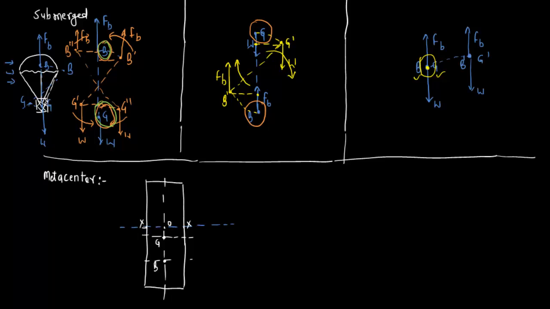From the center of gravity, the weight of the body is acting, and from the center of buoyancy, the buoyant force is acting in the upward direction, while the weight of the body is acting in the downward direction. So this line is simply the line of action of the buoyant force and the weight of the body. The buoyant force is acting along this line and the weight is also acting along this line.